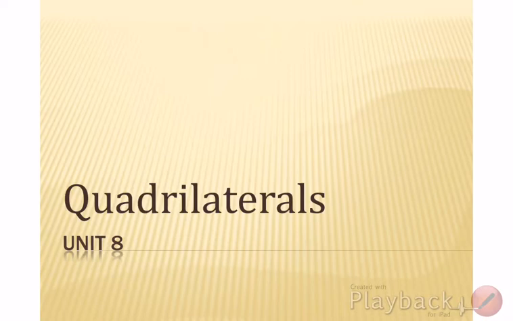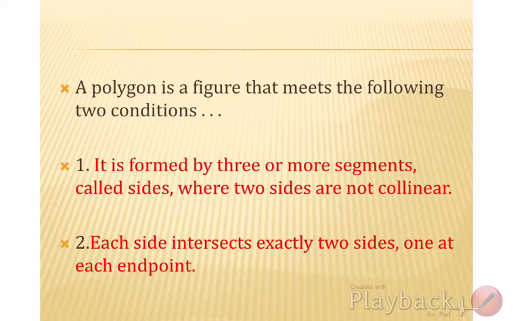Today you are going to start a new unit, and this unit is all about quadrilaterals. So before we go too far, we want to review what it is that you already know about polygons. A polygon is a figure that meets the following two conditions. It's formed by three or more segments, called sides, where two sides are not collinear. And each side intersects exactly two sides, one at each endpoint.